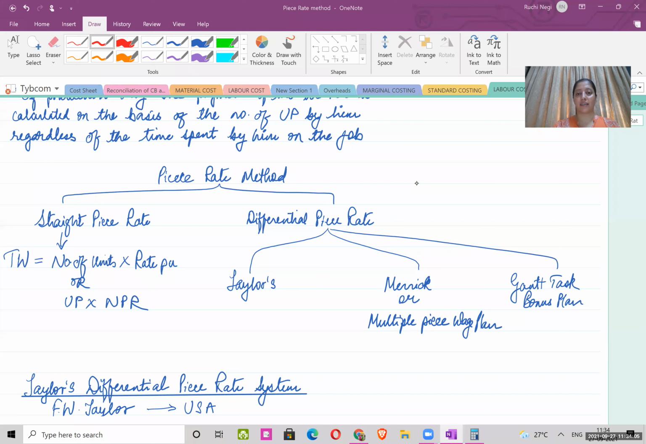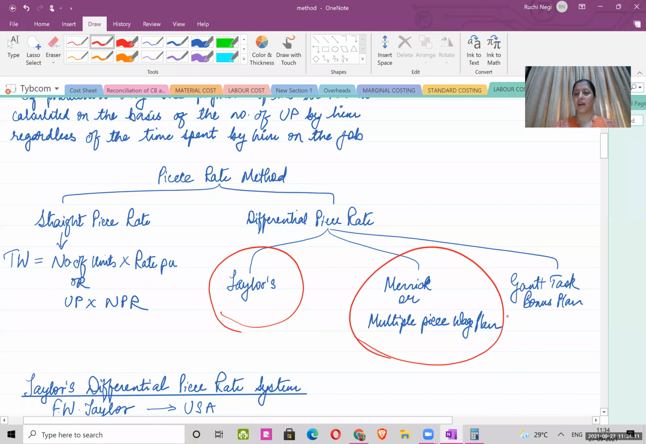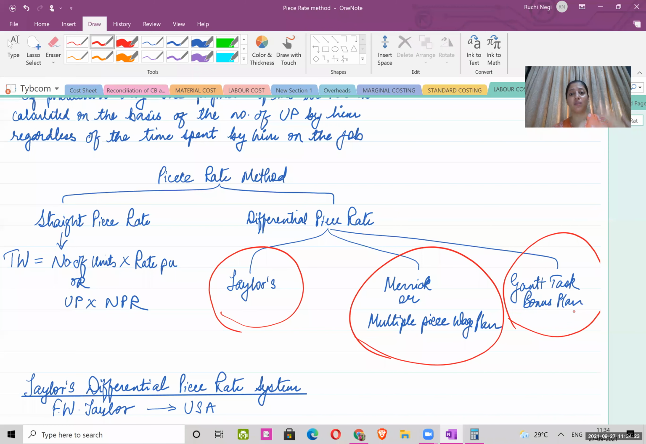Okay, great. Thanks. Okay, so these three people who have given the formula: Taylor, Merrick, and Gantt. Okay, so one by one we will deal with the formulas. I will first speak about Taylor. We will do sums related to Taylor differential piece rate. Then we'll move on to Merrick differential piece rate, and lastly we will cover Gantt bonus plan sums based on it.